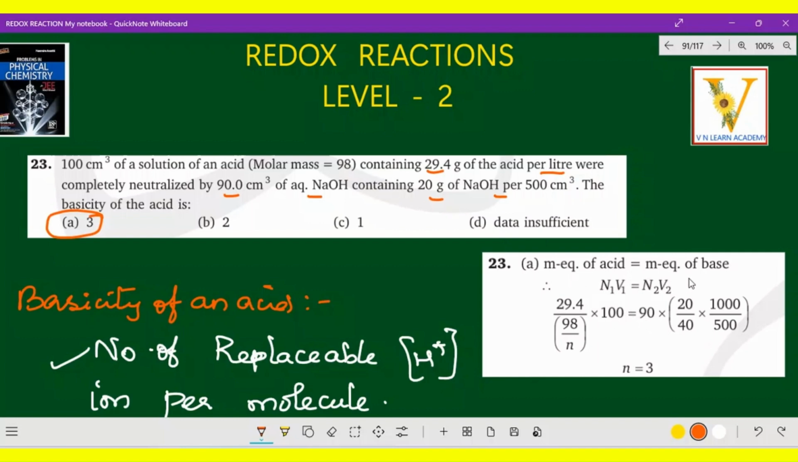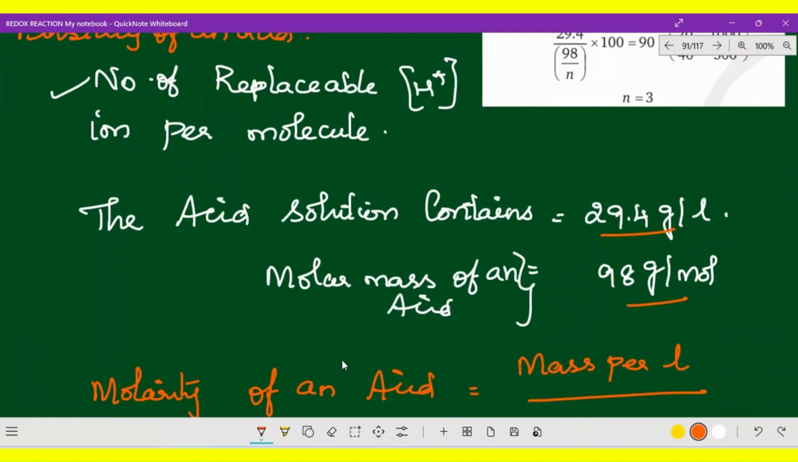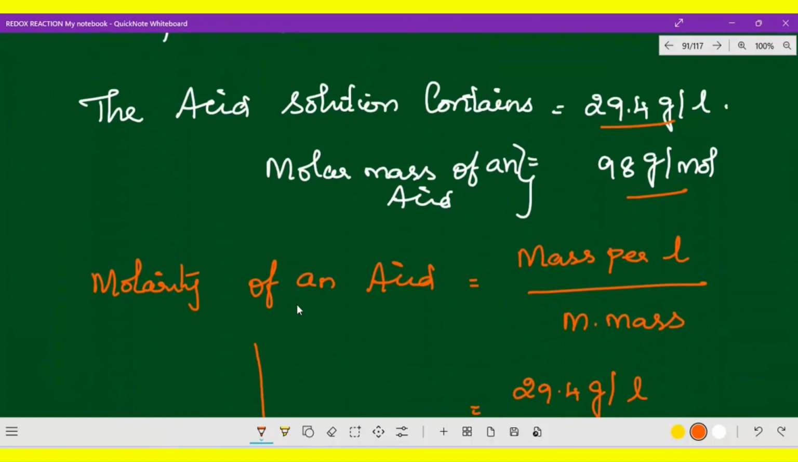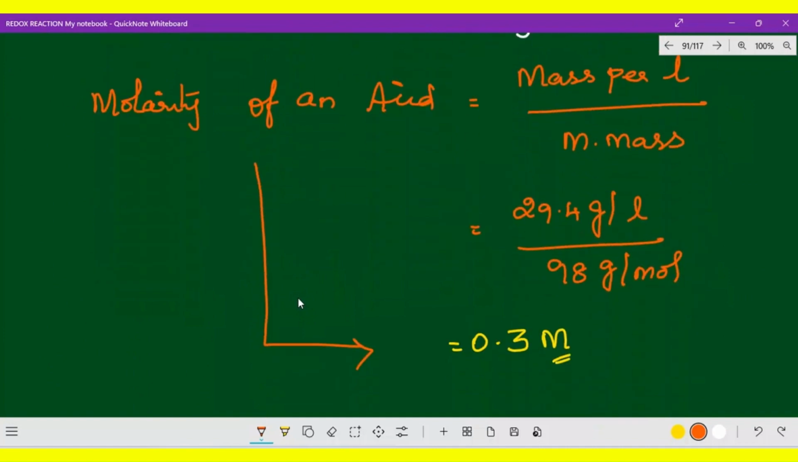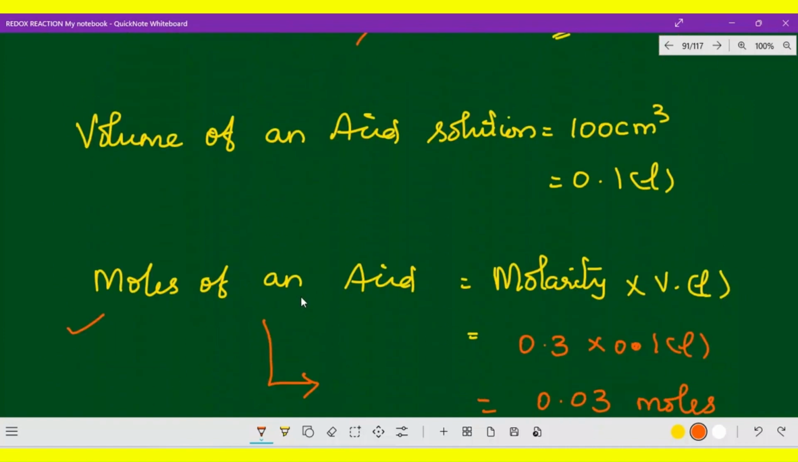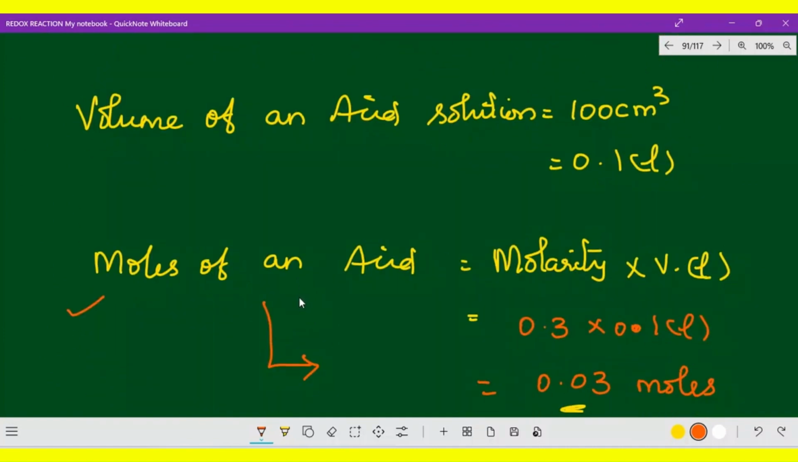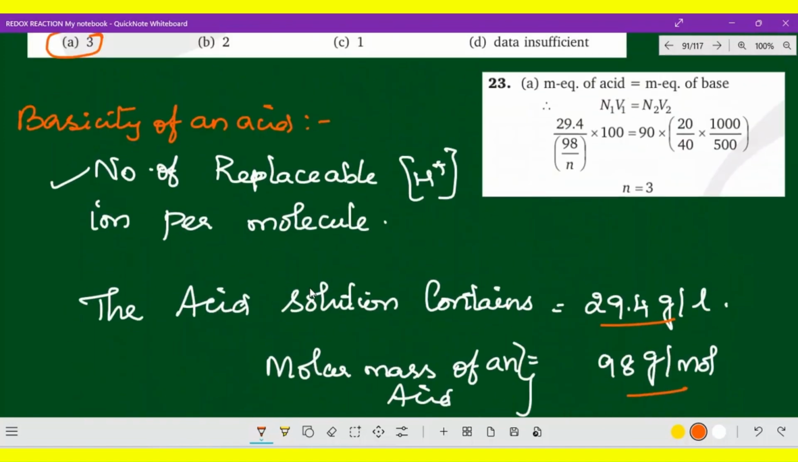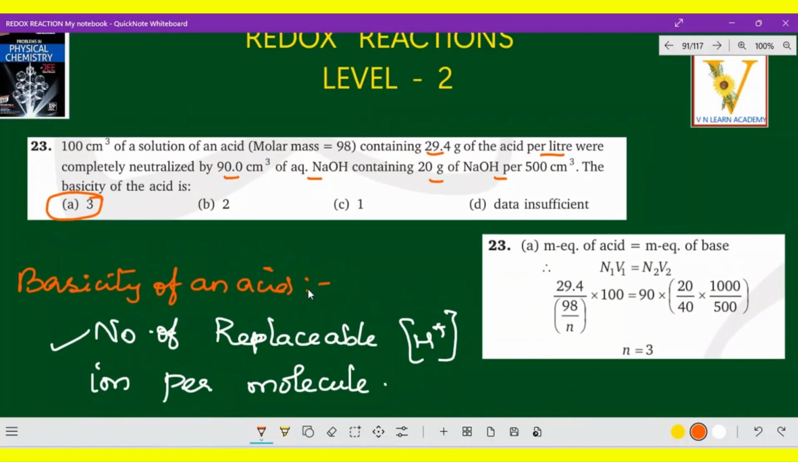Here they have used N1V1 equals N2V2. They have given another idea, but I have elaborated completely what basicity is and how we identify it step by step. I hope you got an idea. Maybe it extended a little more, but I hope you understand that point. Okay, come on, let's go to the next question.